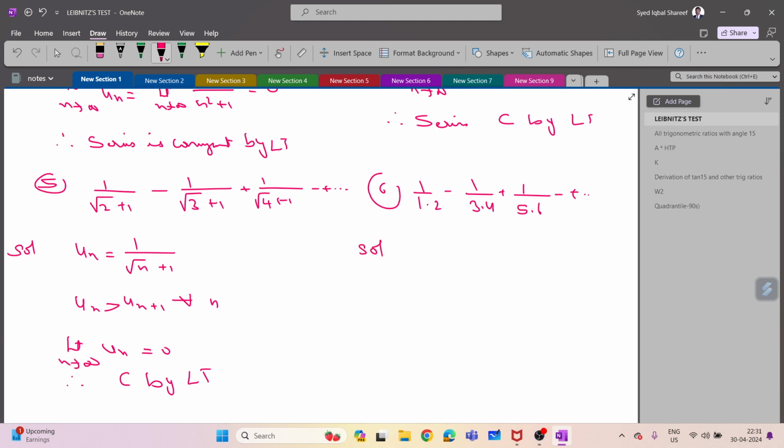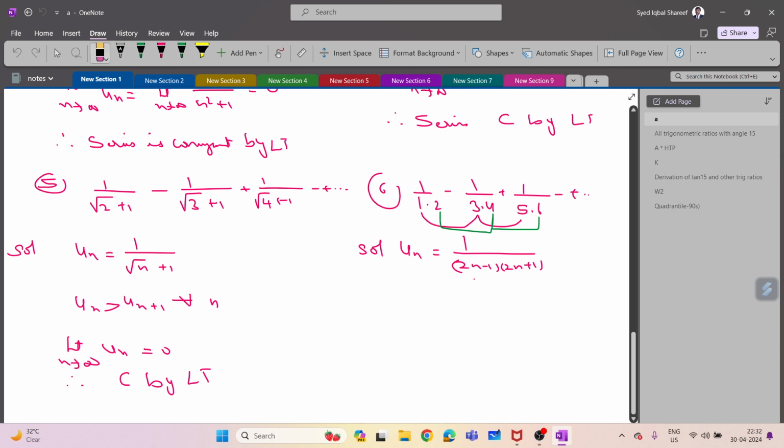So the series is an alternating series. Un equal to 1 by 2n minus 1, 2n plus 1. This is the odd series, 1, 3, 5, odd numbers. This is even numbers, 2, 4, 6 is an even number. So 2n plus 1, 2n minus 1. Or if you want, you can go by this also.